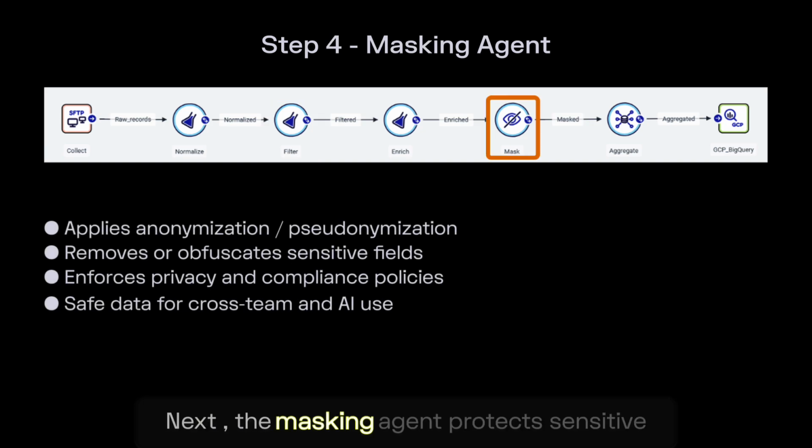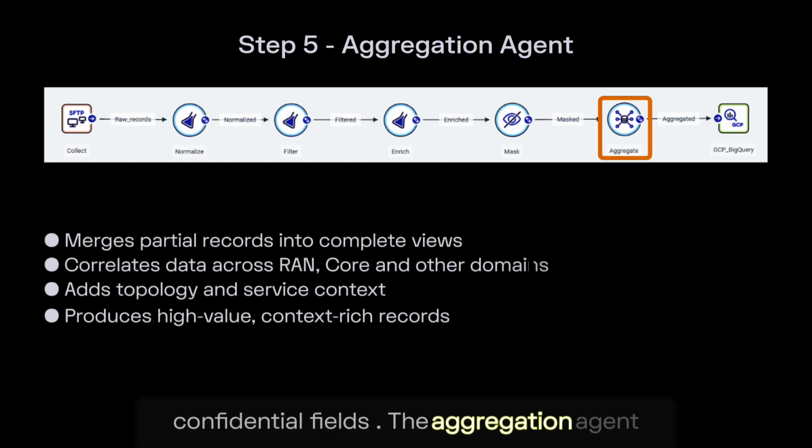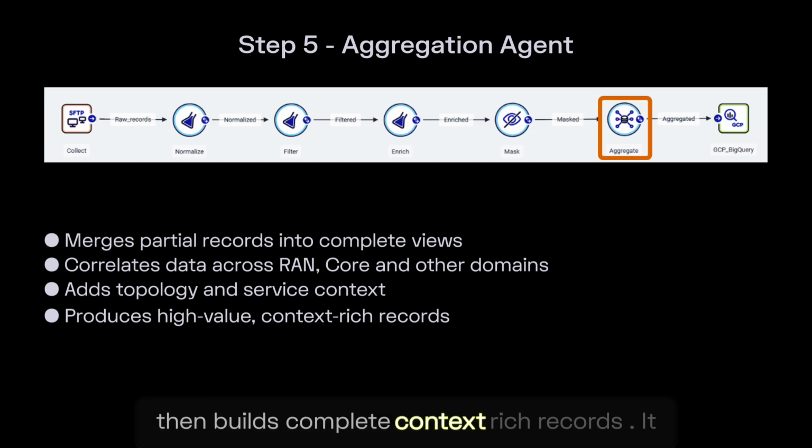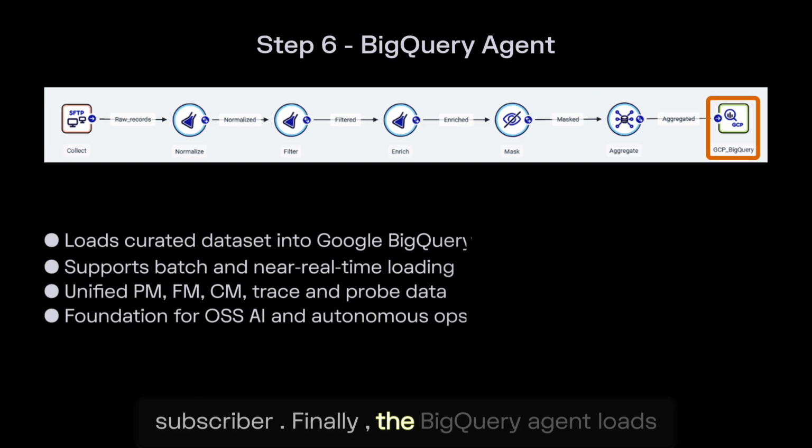Next, the masking agent protects sensitive and personal data. It anonymizes or removes identifiers so that AI and automation can run on rich context without exposing PII or confidential fields. The aggregation agent then builds complete context-rich records. It combines fragments over time and correlates data across domains, giving AI a single enriched view per time window, cell, or subscriber. Finally, the BigQuery agent loads this curated, privacy-safe dataset into BigQuery.